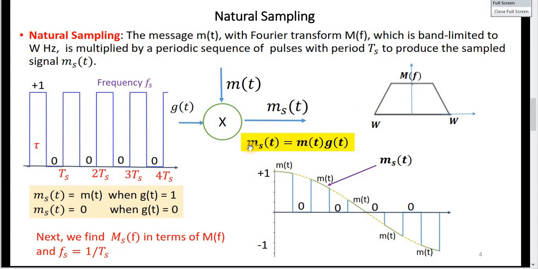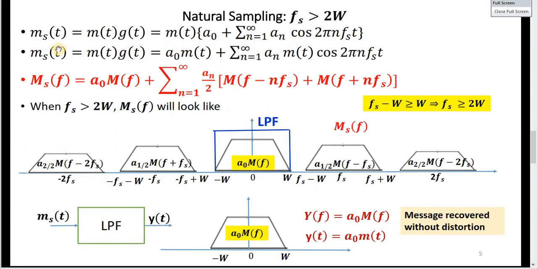So, this is the fundamental relationship that we're using here, that MS of T equal M of T times G of T. As we have seen on the previous slide, MS of T equal M of T times G of T. Now, we expand G of T in terms of its Fourier series. We have M of T, and we replace G of T by A0 plus summation from 1 to infinity of A sub n cosine 2 pi n FS t. Of course, FS is the sampling frequency, or the frequency of the sequence of rectangular pulses. So we have m of t times this whole term.